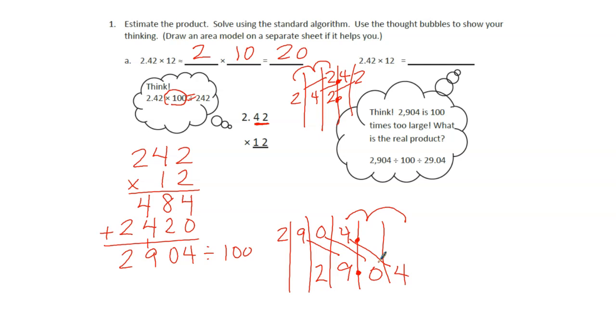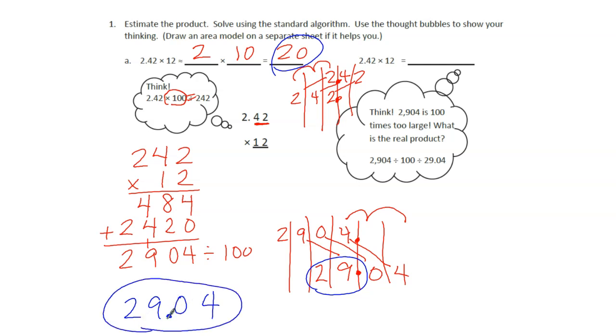So the answer is around 20, as we can see here. The placement of the decimal would only make sense between our 9 and our 0. It's going to be our final answer. And I didn't realize that this one was done for us. That's why you want to make sure you read all the directions. So we know that the answer is 29 and 4 hundredths.